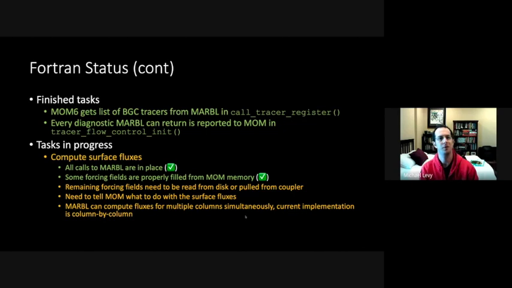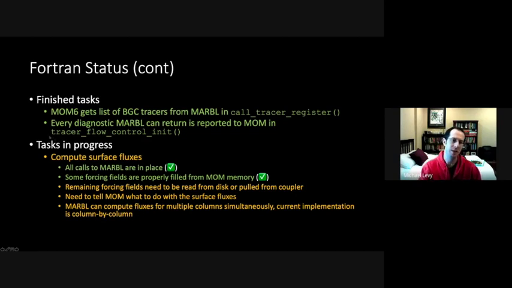Okay, so tasks that I've finished. MOM6 gets a list of the BGC tracers from MARBL and calls tracer register. So when you set that use MARBL tracers flag to true, MOM6 adds 32 tracers to its list, and it initializes them and it moves them around.